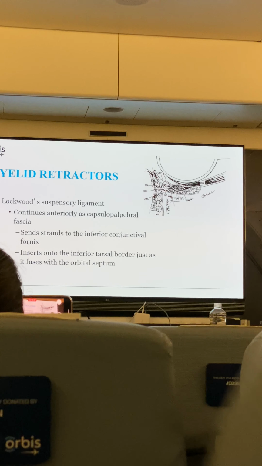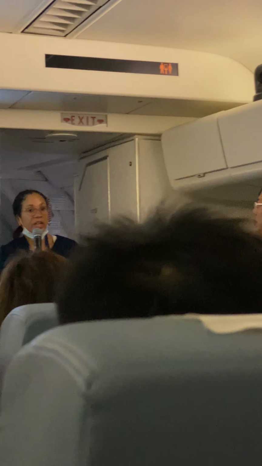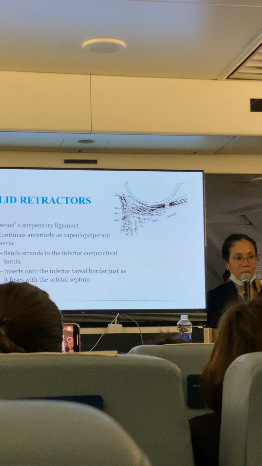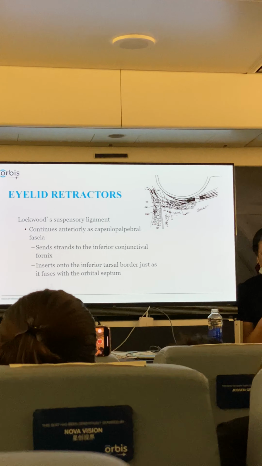This anatomy is important to know because these retractors are what we are aiming for when we're doing ectropion and entropion repair. So we are looking for these muscles, and it's important to know the anatomy so that we can stitch the muscles back to the tarsus.